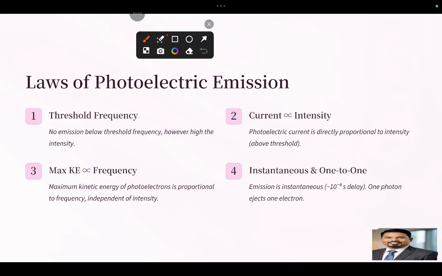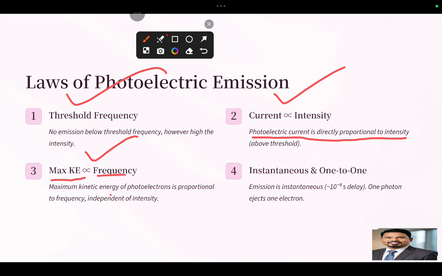Okay, then lastly, related to photoelectric emission: threshold frequency, current is proportional to intensity, maximum kinetic energy is proportional to frequency, emission is instantaneous, and one photon ejects one electron. What is threshold? No emission below threshold frequency, however high the intensity. Photoelectric current is directly proportional to intensity of light. Maximum kinetic energy of photoelectrons is proportional to the frequency and independent of intensity. Emission is instantaneous, and one photon ejects one electron.